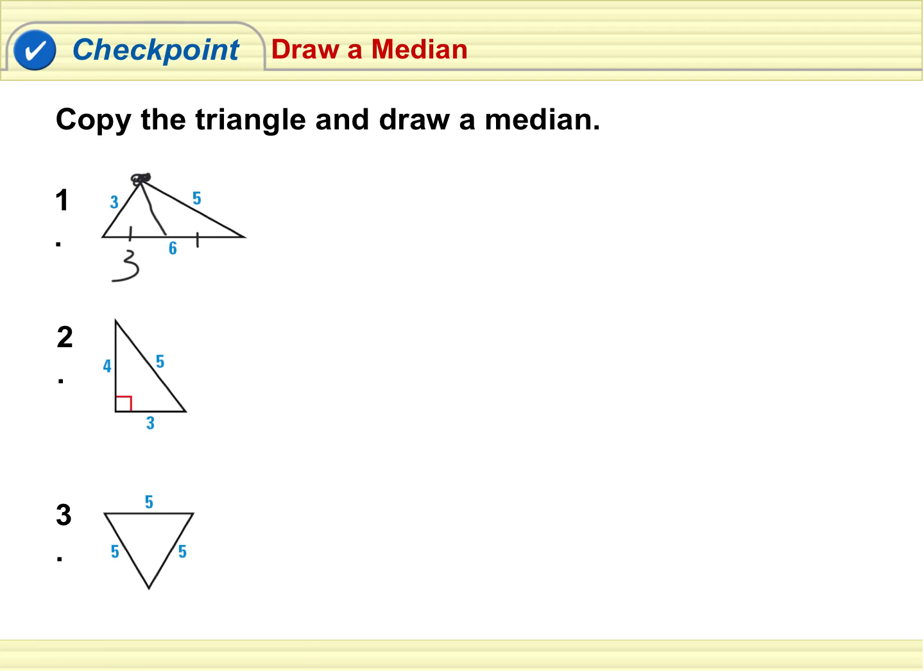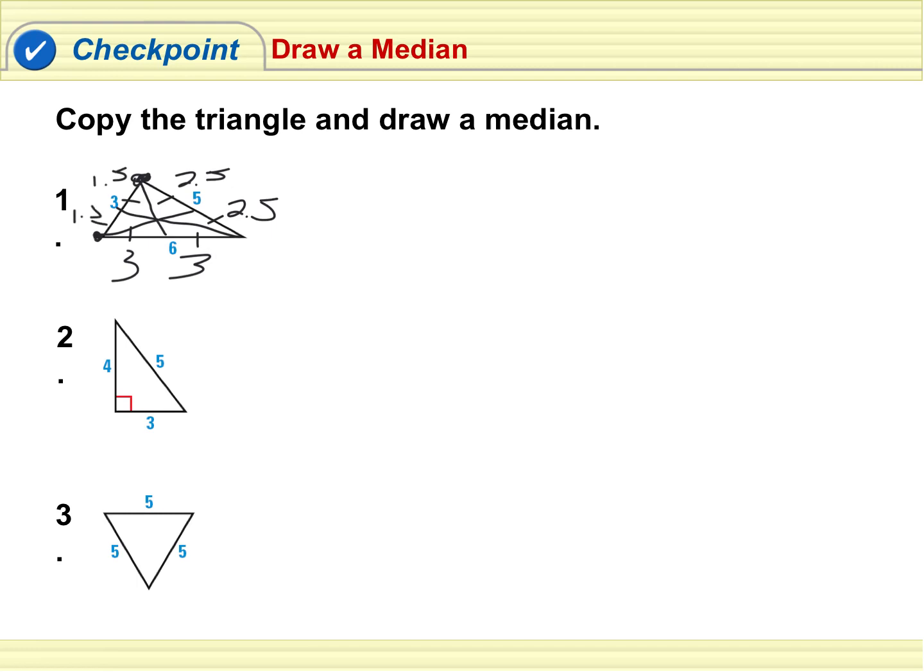3. If I'm over here at this side now, what side do I need to go to? 5. Go across. What are the medians? Both of them are 2.5. What about the other side? 1.5. Very good.